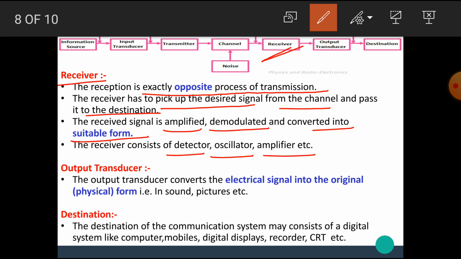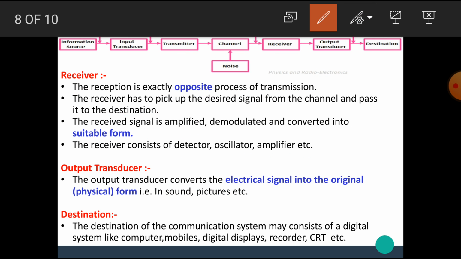That means whatever is transmitted through a channel is received by the receiver, and if the strength of the signal is weak, its strength needs to be improved. Hence, an amplifier circuit is used. If at the receiving end or at the destination an analog type of device is connected, then a digital to analog converter is required. This is all present in the receiver block. That means whatever the transmitter block does, the opposite of it is done in the receiver block.